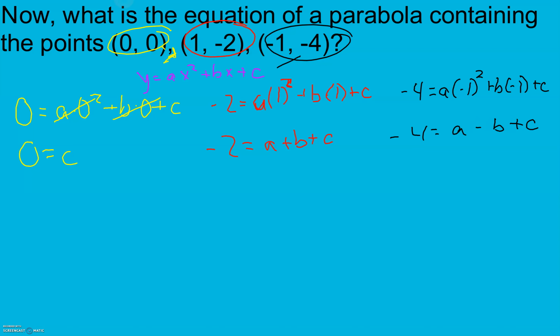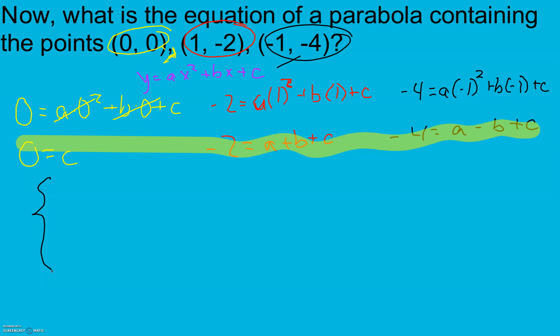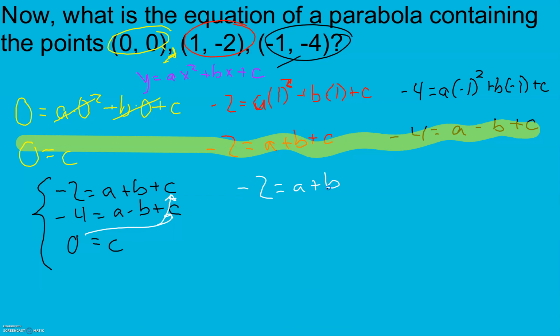Okay, now once we get to this step right here, we have a system of equations. 3 equations, 3 different variables. We can put them together here. And I have negative 2 equals a plus b plus c. Negative 4 equals a minus b plus c. And 0 equals c. We can substitute first. And I get negative 2 equals a plus b. And negative 4 equals a minus b.